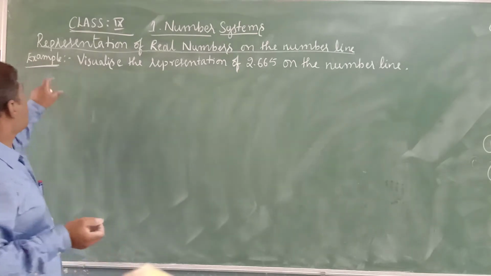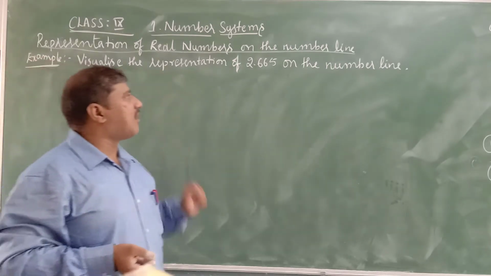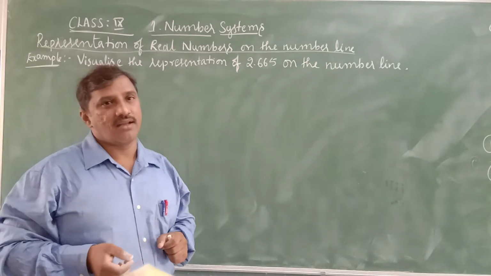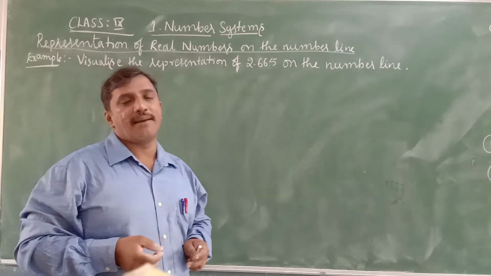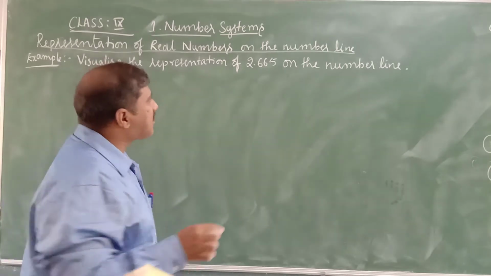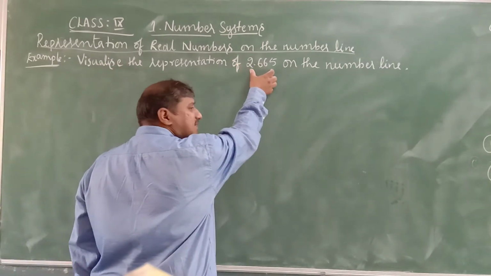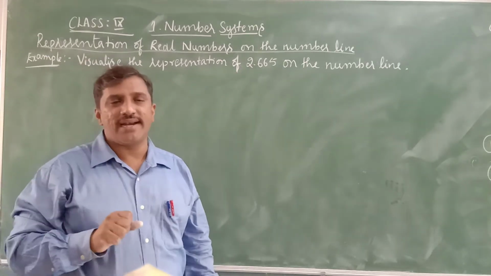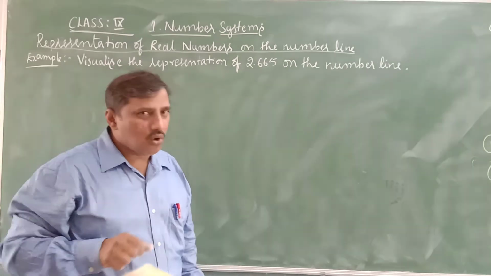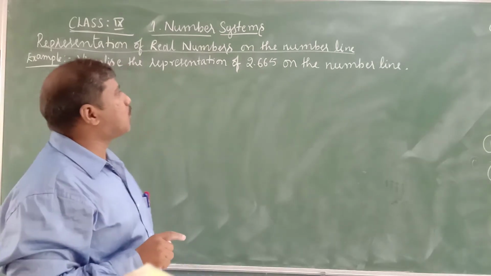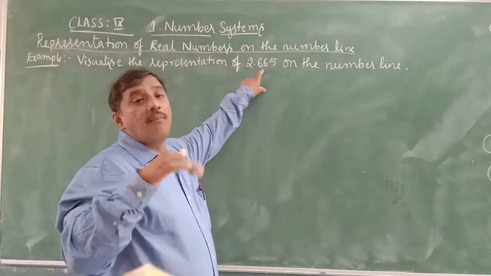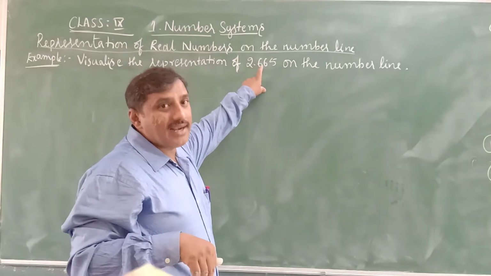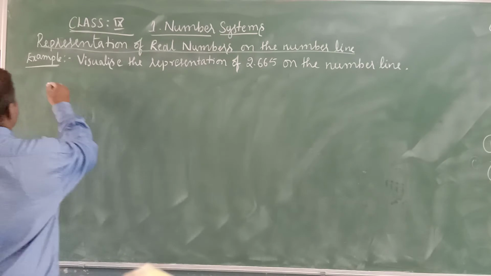Example: visualize the representation of 2.665 on the number line. It is a terminating decimal. First of all, we have to identify which two integers, or which two whole numbers, the given number lies between. 2.665 is more than 2 and less than 3. So it lies between 2 and 3.